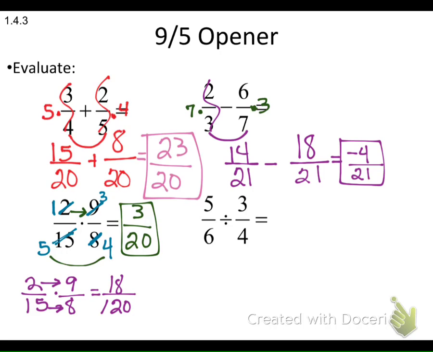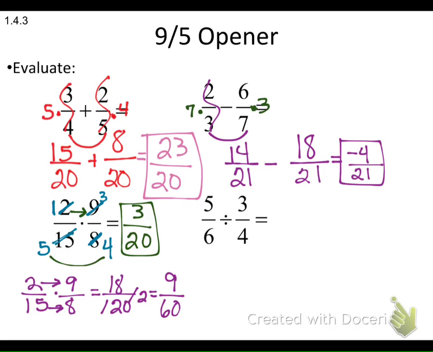Now, those are big numbers to simplify, right? So what's 18 and 120 both divisible by? Are they both divisible by 2? Are they both even numbers? Yeah, so they're divisible by 2. So what's 18 divided by 2? 18 divided by 2 is 9. And what's 120 divided by 2? 60. Okay? Is this in simplest form? Is 9 over 60 in simplest form? Yes or no?